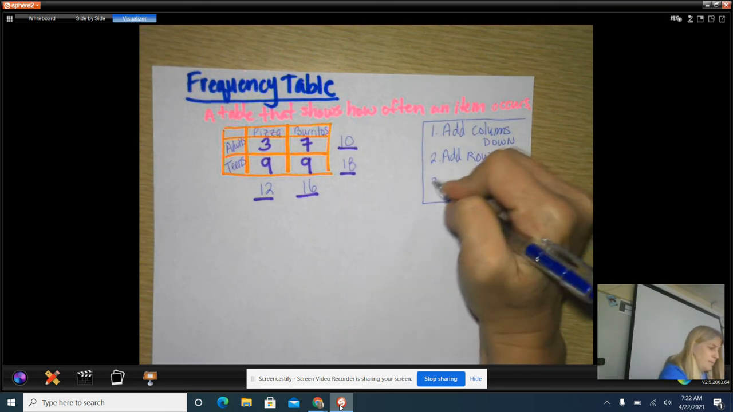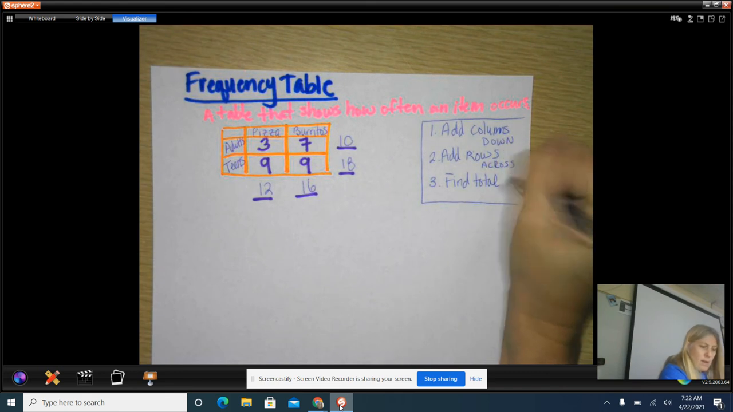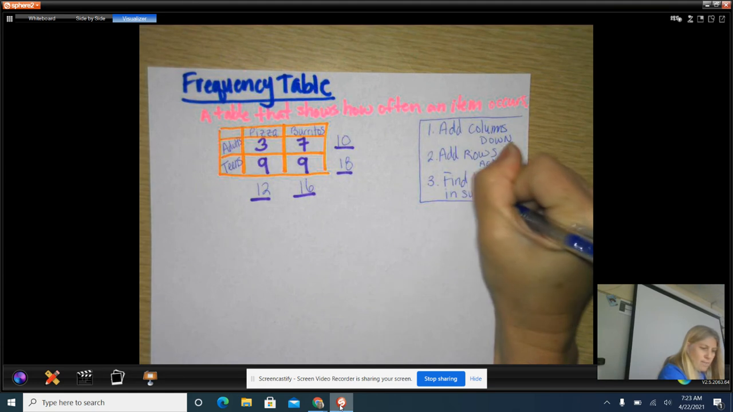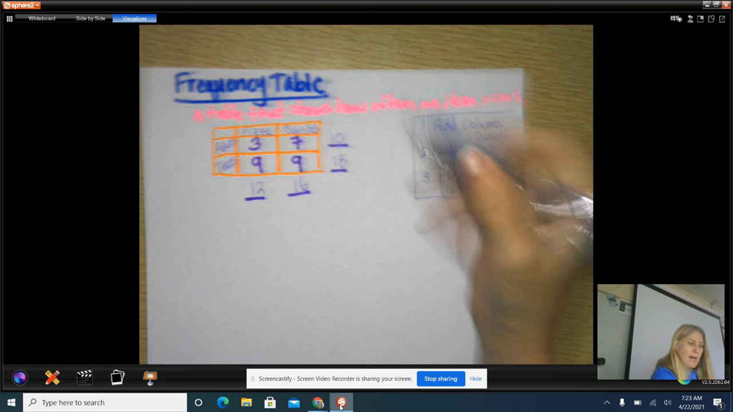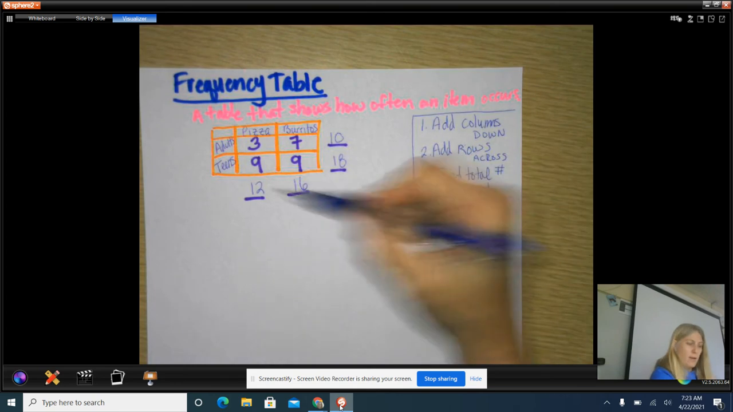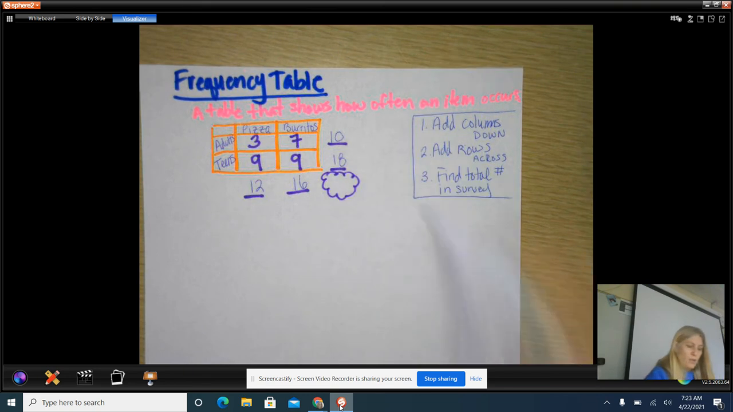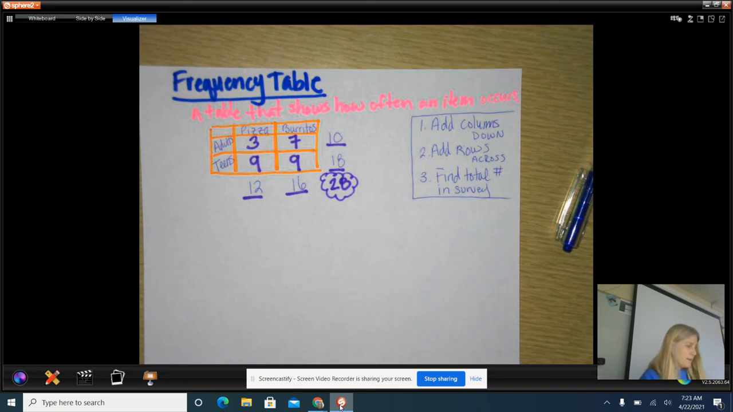Okay, the third step is find the total number of participants, the number of answers in your survey. We're going to call this the magic number. So we're going to add this way down and this way across of our totals, and those will always be the same unless you made a calculation error. And so 10 plus 18 is 28, as well as 12 and 16. So once we have this raw data, we're ready to answer some questions.